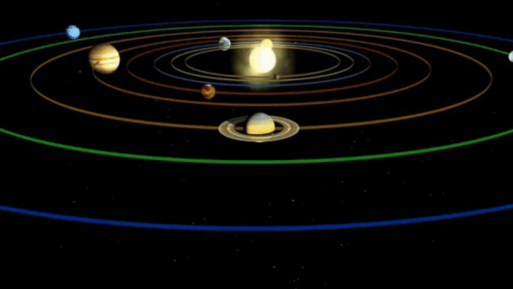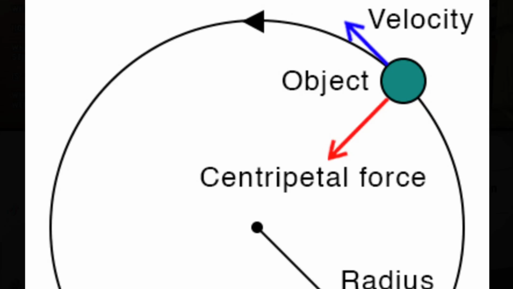Have you ever wondered why the Earth orbits around the Sun? Well, it's all thanks to a concept known as centripetal force. So what is centripetal force? Centripetal force is defined as the force required to keep a body moving in a circular path. This force acts perpendicularly to the object's velocity and is directed towards the center of the circle of motion, as shown by the red line in the figure.